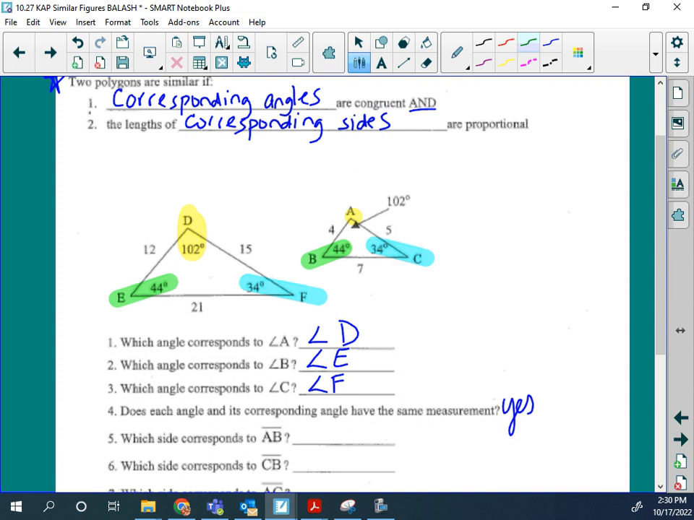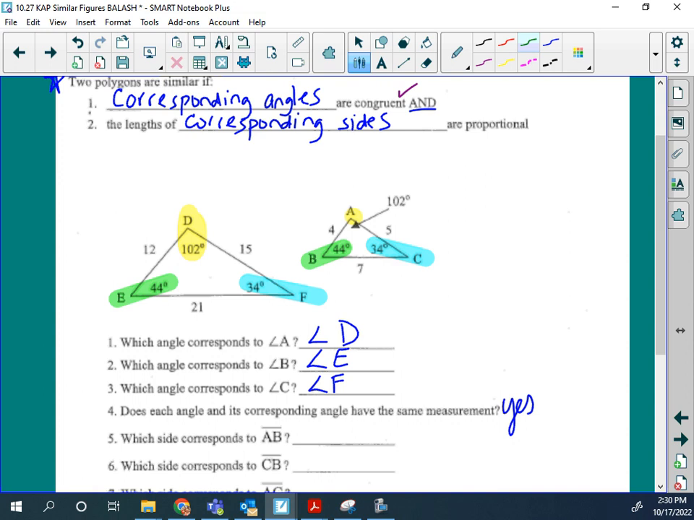So that's the first step. We're basically saying, are these 2 triangles similar? Okay, so in order for them to be similar, we said that the corresponding angles have to be congruent. So far, so good. So far, if I was checking, corresponding angles are congruent. Okay? Now, I want to check to see if their sides are proportional.